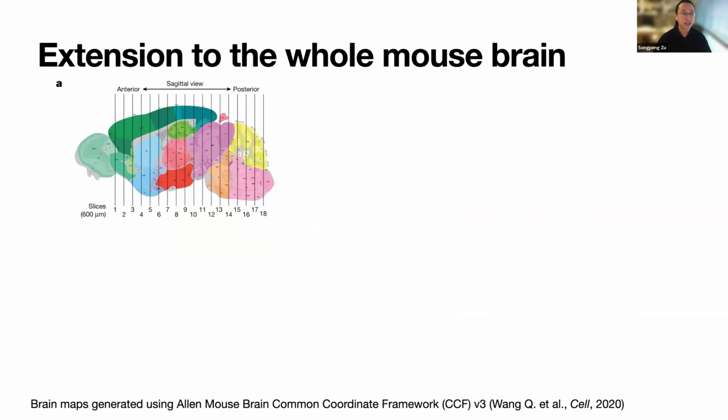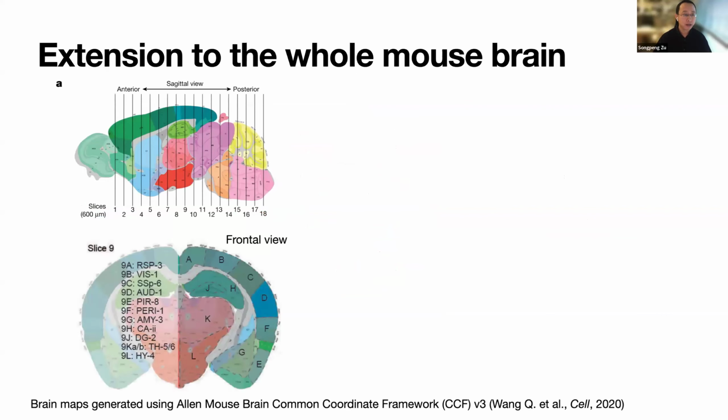So in today's study, we extend the samples to the whole mouse brain. You can see we have in total 18 slices from the anterior to the posterior of the mouse brain. And for each slice, we can have further detailed dissections for those regions. Here you can see the parts A, B, C that correspond to the detailed regions, and each part we call one dissection.